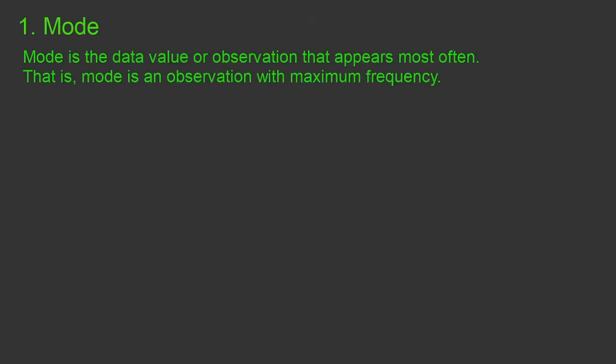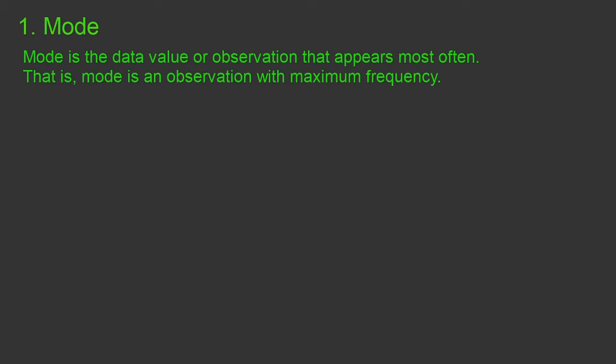1. Mode. Mode is the data value or observation that appears most often. It can easily be obtained from data by just finding the value or group with the greatest frequency. So, mode is an observation with a maximum frequency.